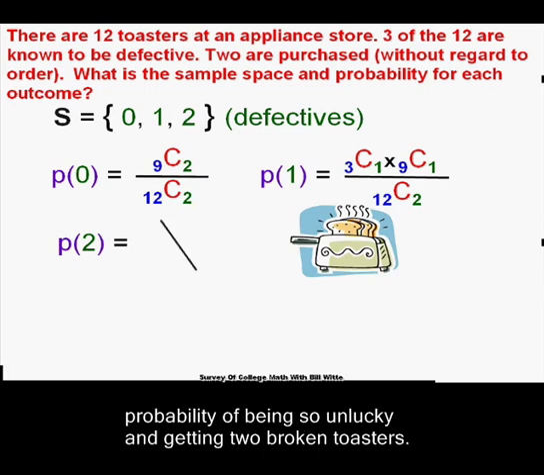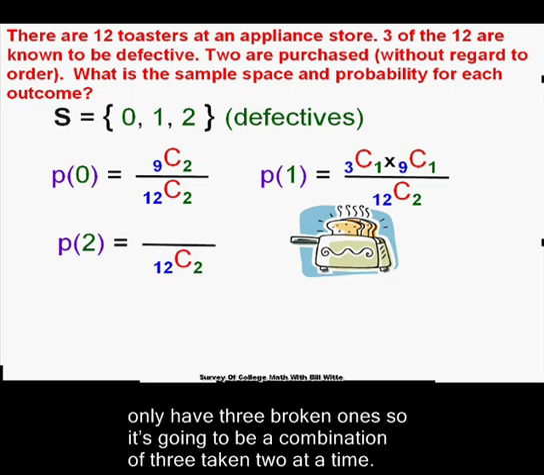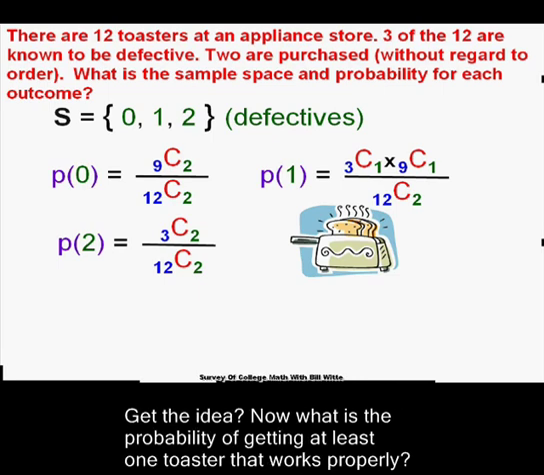And finally, our last possibility, the probability of being so unlucky and getting 2 broken toasters. It's going to have the same sample space in the denominator. And we're going to pull those 2. They all have to be broken. So we only have 3 broken ones. So it's going to be a combination of 3 taken 2 at a time. Get the idea?